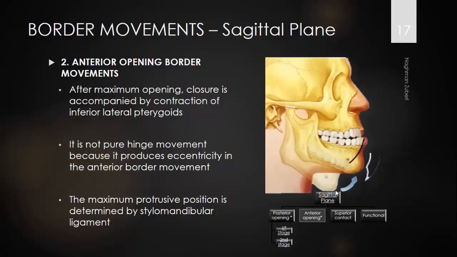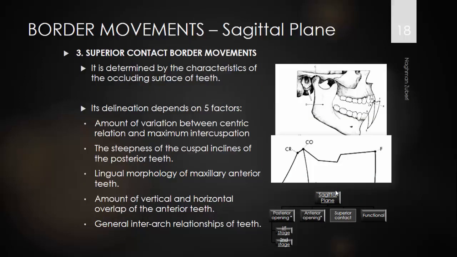Superior contact position. It is mostly with a shift from centric relation to centric occlusion. Its delineation depends on 5 factors: amount of variation between centric relation and maximum intercuspation, the steepness of the cuspal inclines of the posterior teeth, lingual morphology of maxillary anterior teeth, amount of vertical and horizontal overlap of the anterior teeth, and general interarch relationships of teeth.